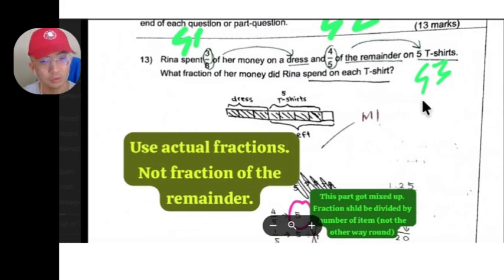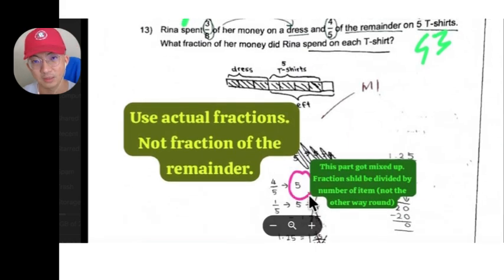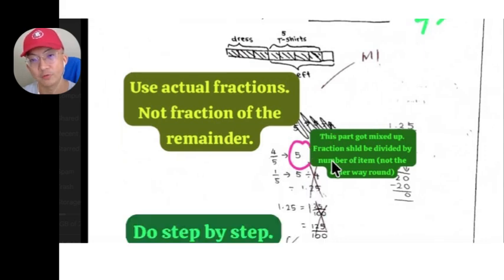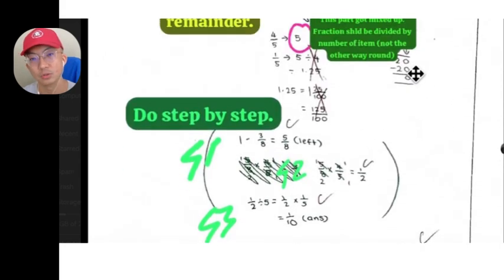So this is something that you need to really understand fully. And for this part, I think the mistake was that the 4/5 is being split to each of the 5 t-shirts, or divided to each of the 5 t-shirts. If you follow the flow of the words, divided by 5, it should be 4/5 divided by 5, and not the other way around. Okay, just do it step by step, and then actually she would have gotten it correct.